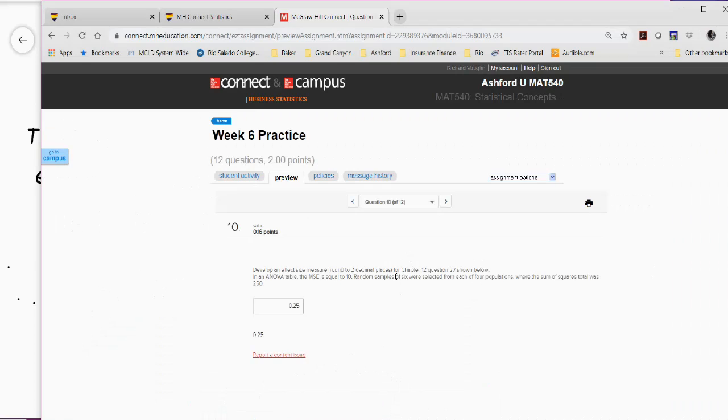So first, let's take a look. We're going to work our way backwards. This is question 10, and the question is to develop an effect size measure rounded to 2 decimal places where you have an ANOVA table. The mean square error is 10. You have random samples of size 6, which were from each of these 4 different groups or populations. And then they also tell you that the sum of squares total was 250.